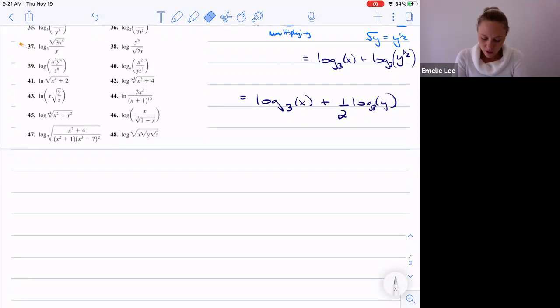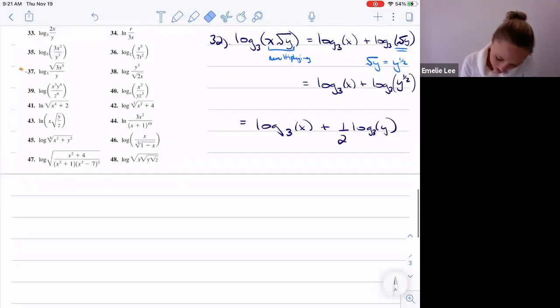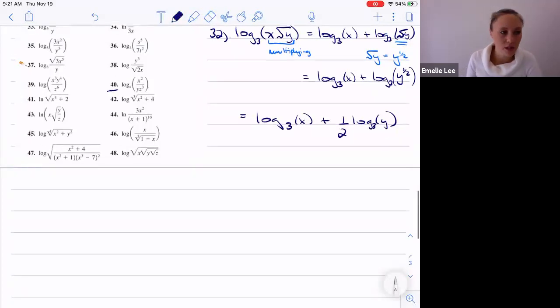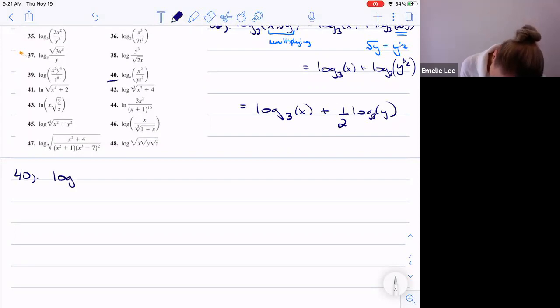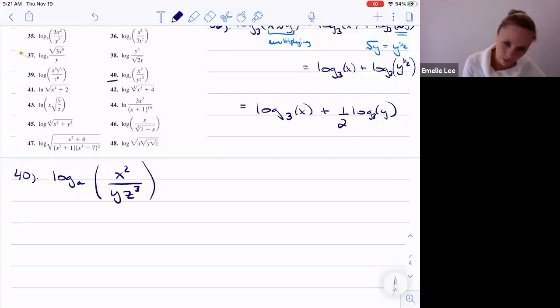Good. So let's expand something else here. Let's maybe expand 40 looks good for a start, right? I want to do a little bit of division in there. And so let's do 40. Now I'll have enough for log base a. Log base a can be anything, it doesn't matter. The log laws are all the same. X squared over y z to the 3. Now only z is to the power of 3, right?